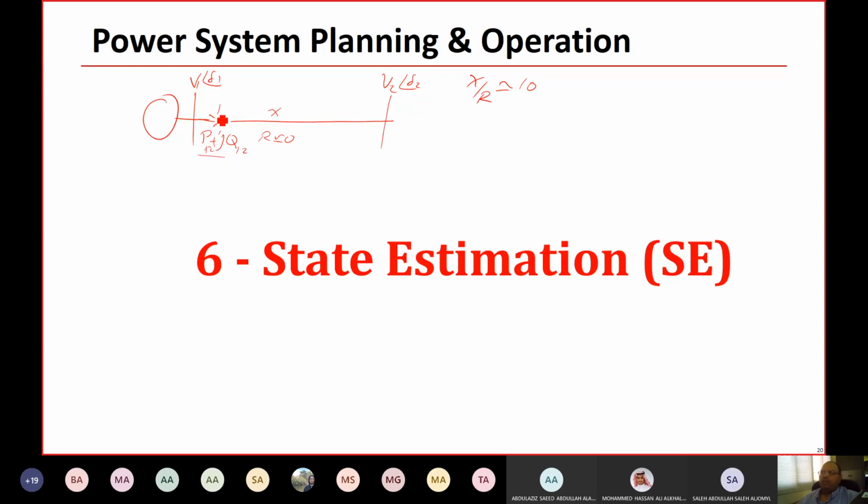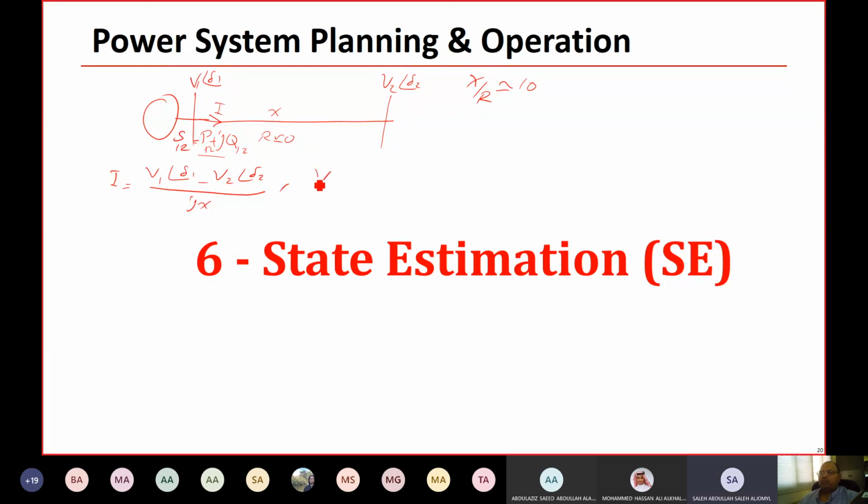Simply, if you get the current here, I equals V1 with angle delta 1 minus V2 with angle delta 2 over X. Over what? X or jX? jX. Of course, since we are talking about complex numbers, this is the impedance jX. So this is the current. Okay, how much is this S12? S12 here equals V1 times I conjugate.